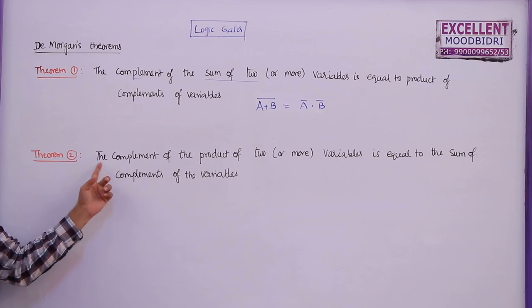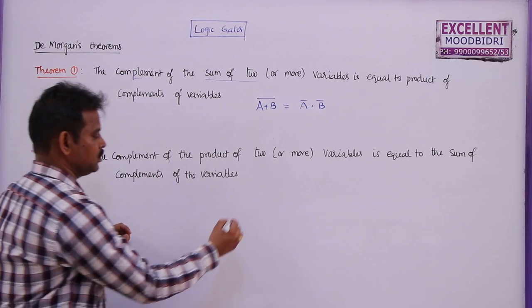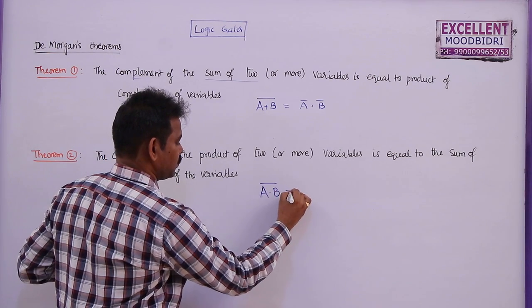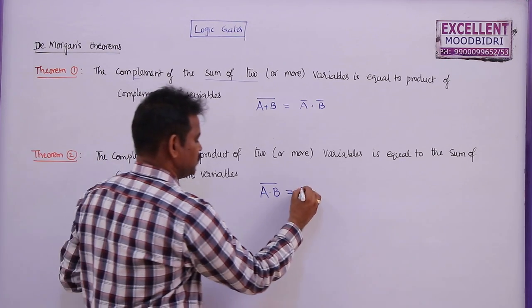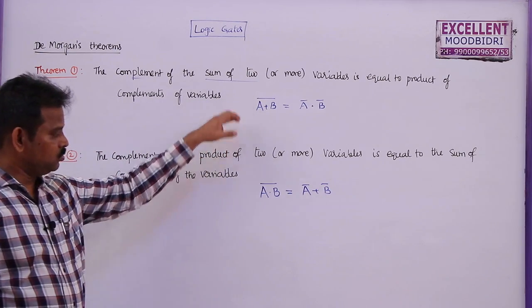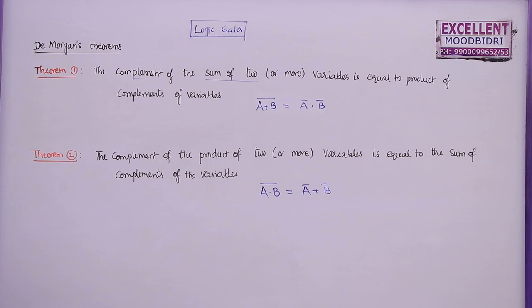Now De Morgan theorem 2 states that the complement of the product of two variables. So first let me take the product of two variables. The complement of the product of the two variables is equal to the sum of the complements of the variables, that is A bar plus B bar. And these two theorems are very, very useful while solving problems on logic gates.